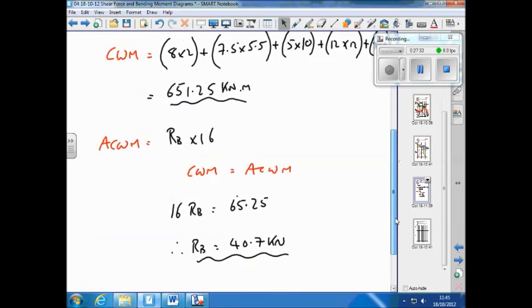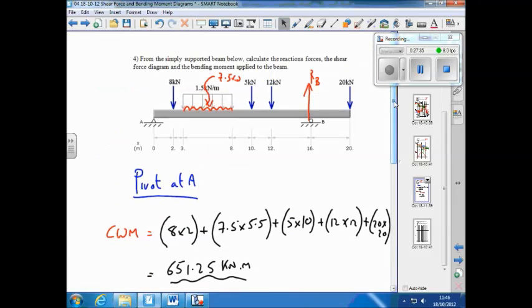So once we've got RB equals 40.7 kilonewtons, we could then pivot it at B, so this would be a good idea, and then some clockwise moments. Now this is the awkward one. So there's my pivot. That's going around clockwise. And the reaction at A, that's the reaction at A. That too is going around clockwise. So the reaction at A and the 20 kilonewton force will be my clockwise moments. And then all the others are going around anti-clockwise.